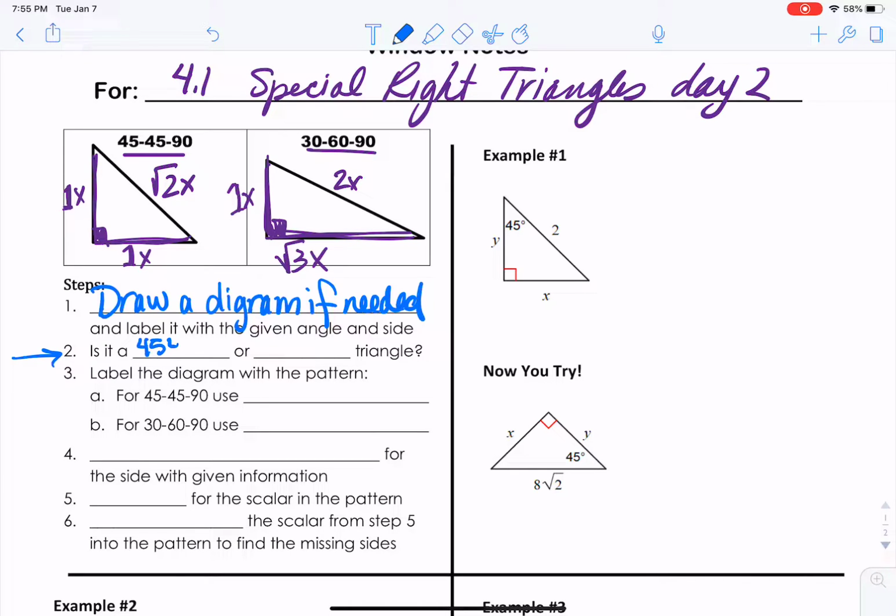Is it a 45, 45, 90 triangle? Or is it a 30, 60, 90 triangle? Because remember, that depends on which one of these you're going to use. If it's a 45, 45, 90 triangle, like this, then we're going to use the pattern 1, 1, square root of 2. So whatever our answers are, we multiply x by 1, the other leg by 1, and the hypotenuse is multiplied by the square root of 2.